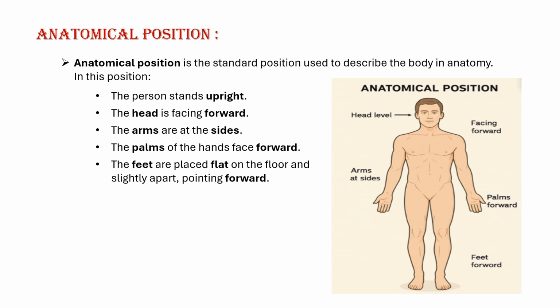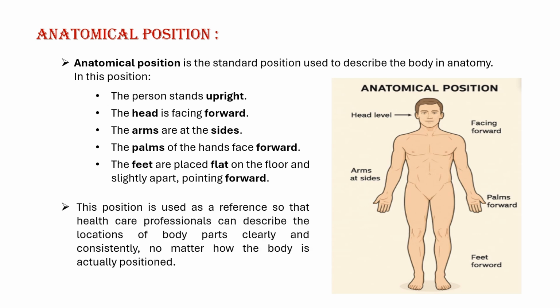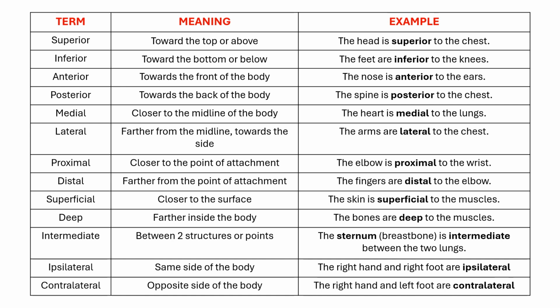So this position is anatomical position and it is used as a reference so that healthcare professionals can describe locations of the body parts clearly and consistently, without any chance of doubts or errors. Next, we will see basic anatomical directions. First are superior and inferior. Both are actually opposites. Superior means towards the top or above. Inferior means towards the bottom or below.